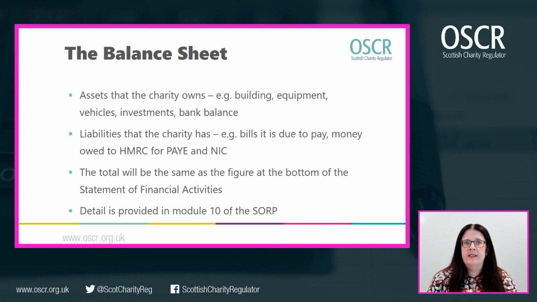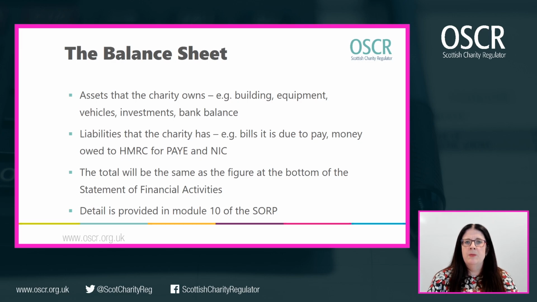Next, you have the liabilities. These are liabilities where the charity is actually due to pay money after the financial year end. For example, a bill that it is due to pay. Remember the example that we looked at earlier with the electricity bill in ABC Charity. That electricity bill would be included in the liabilities at the year end.